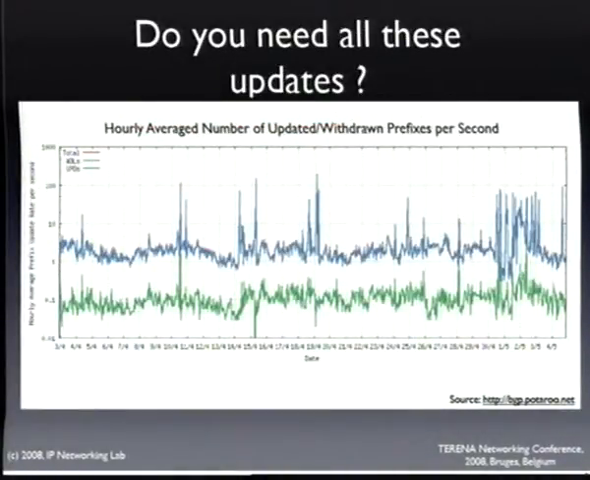Another problem of the current architecture is the number of BGP messages you can receive. Here is just a snapshot of the number of BGP prefix changes, so prefixes that are updated or withdrawn, on a single BGP session. You can see that there are periods where you get more than 100 BGP messages per second, which is a lot. So the question is, do you need all these updates, since they might not be related to destinations you are interested in?